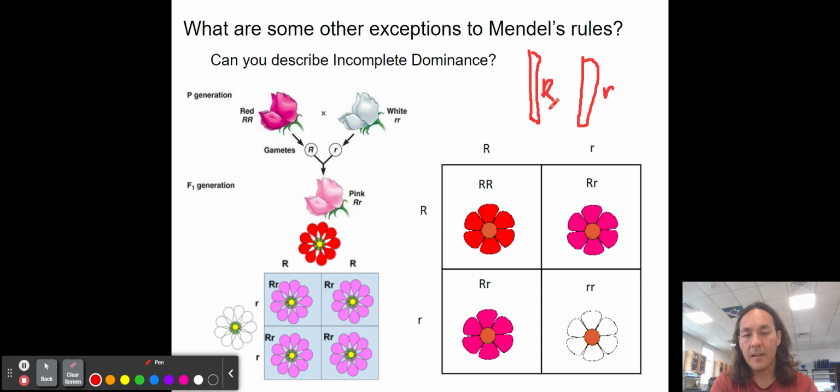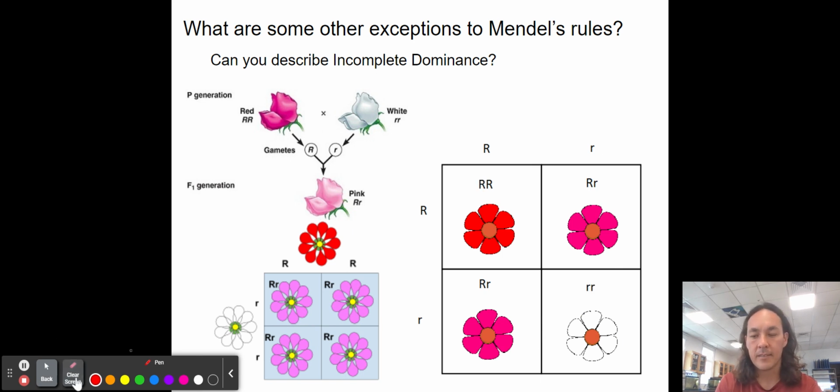And they pop back out when you get that homozygous version of them. Red, red, white, white. But if they have both, then it's incompletely dominant. It looks like a blend, and it is pink.